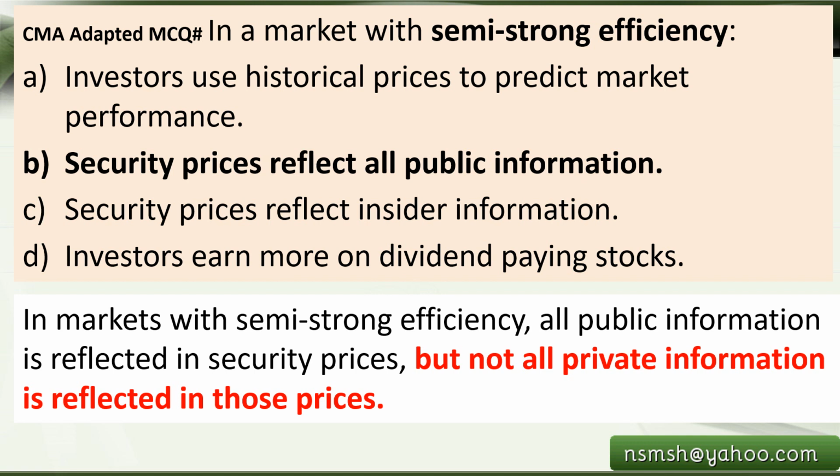All other options for this question are not valid, because investors using historical prices to predict market performance is very weak efficiency. And option C, security prices reflect insider information, is a strong efficiency area. Here the question asks about semi-strong efficiency. Okay, so option B is the sound one.